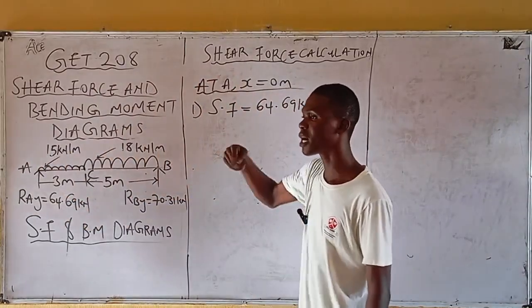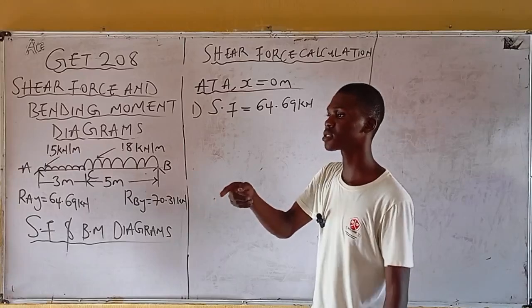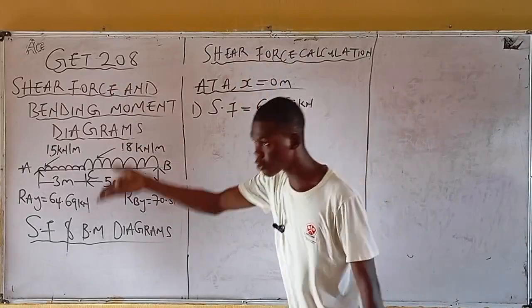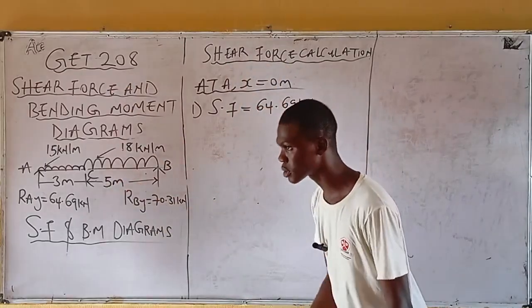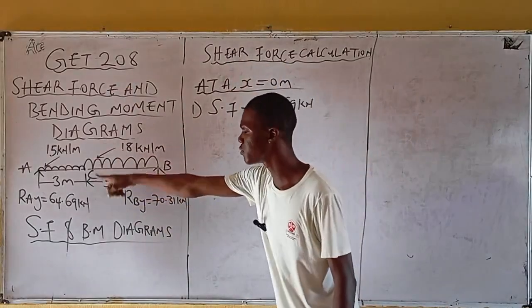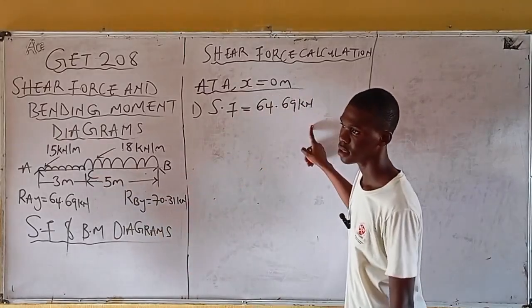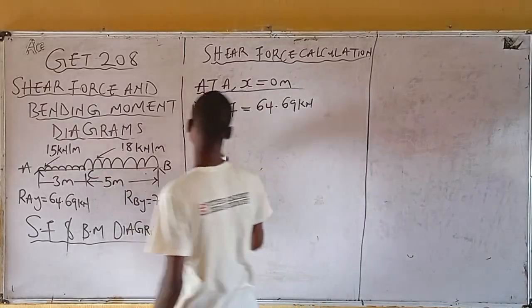Meaning number two condition says what? Combination of the forces behind. Meaning 0 plus the one I'm having on that point. So what's the value of the force I'm having on that point? 64.69. So this is it here. Yes.